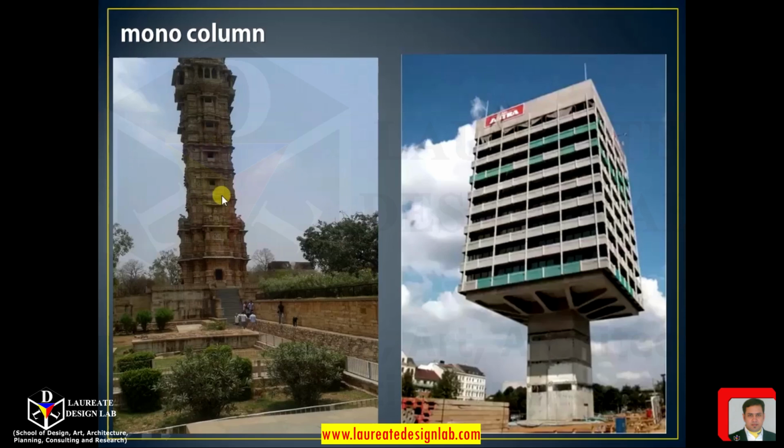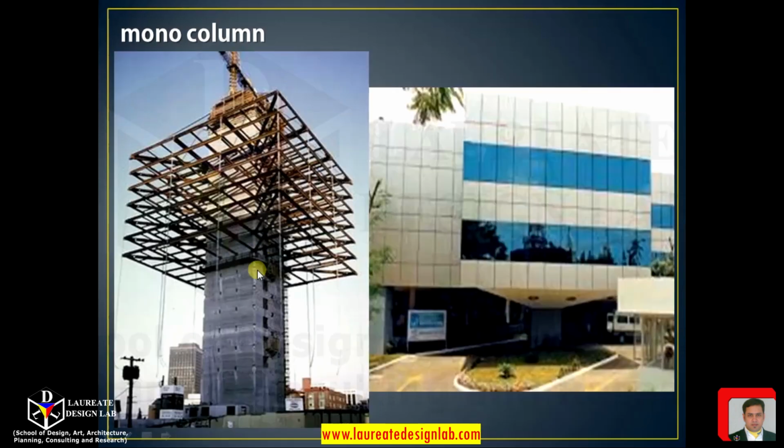This is also an example of a monocolumn. So this is not a modern phenomenon. This has been used in some old monuments. This is another example of a monocolumn, and these structures are supported on the main central column, and further it can have any kind of structure over here in the form of a building, or maybe this is going to be used for just decorative purposes.